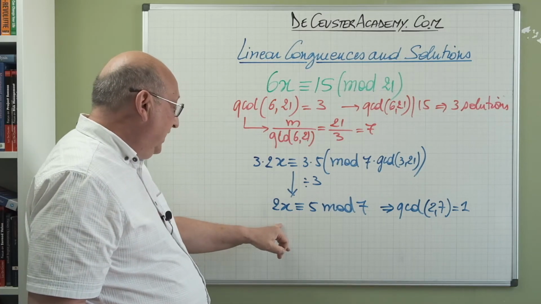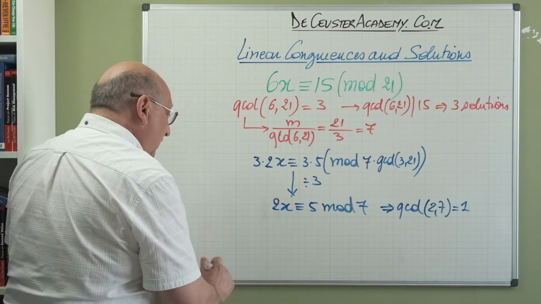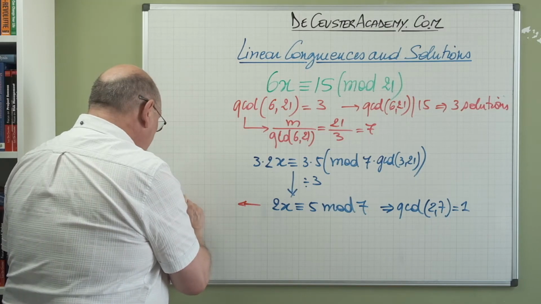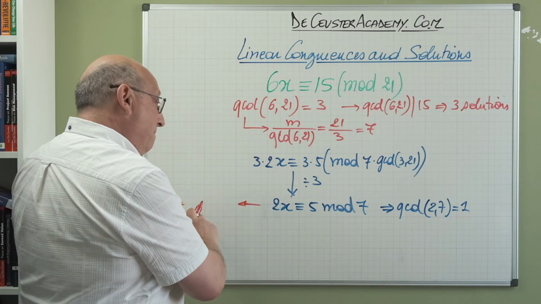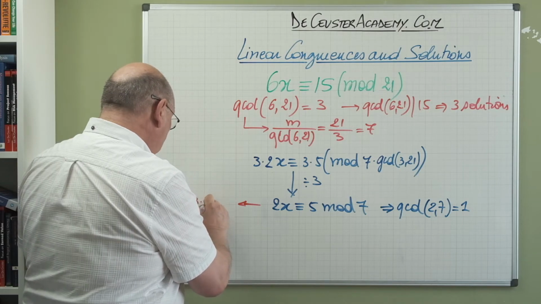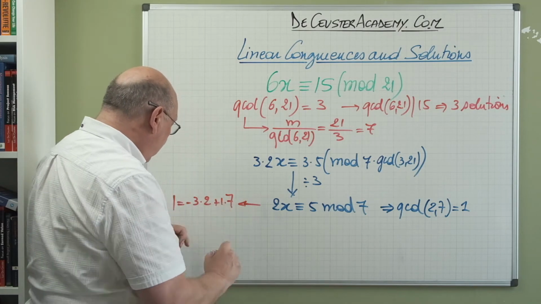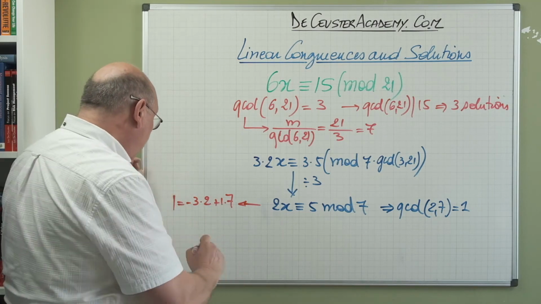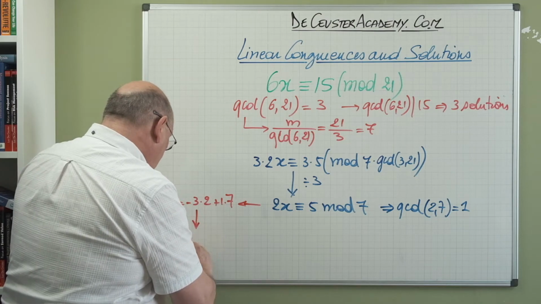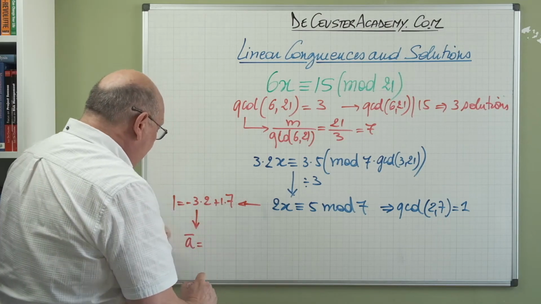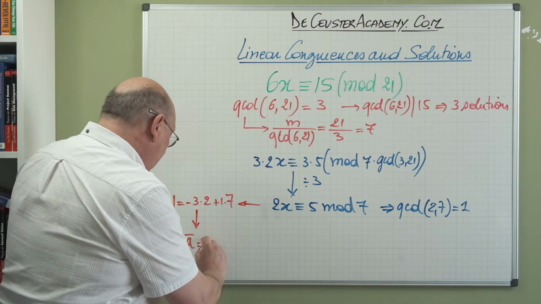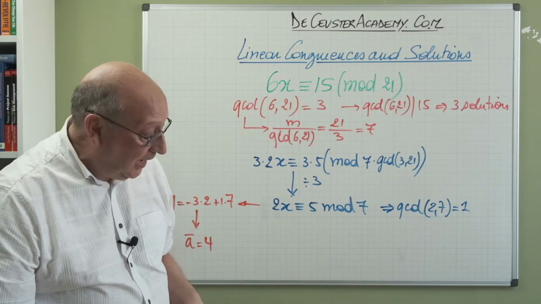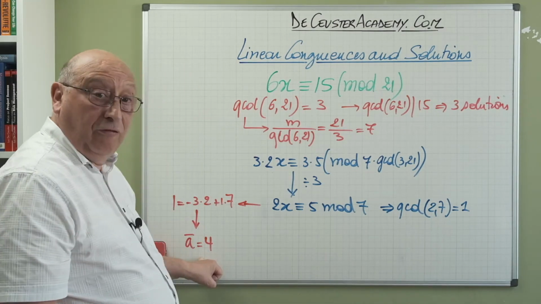So what we find here is that we have 7. When I look at it here, we can say that 1 is equal to minus 3 times 2 plus 1 times 7. These are the Bezout coefficients. We're working in modular 7, so we can say that the modular inverse of A is 7 minus 3, which is basically 4. Now to find the solution, we have to multiply this equation with 4.